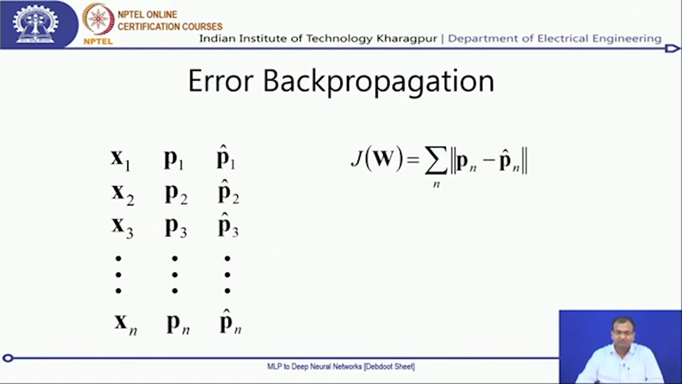For that reason, we devise another metric which is called the cost function of the whole network in terms of its weights. That is what is defined as J(W) over here, and that is a summation of the Euclidean distance between the predicted P's and the actual observed ground truth P's which are supposed to be there.